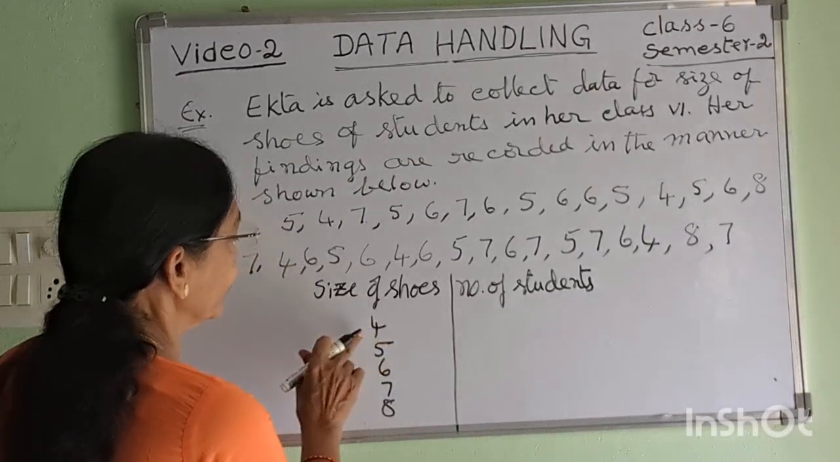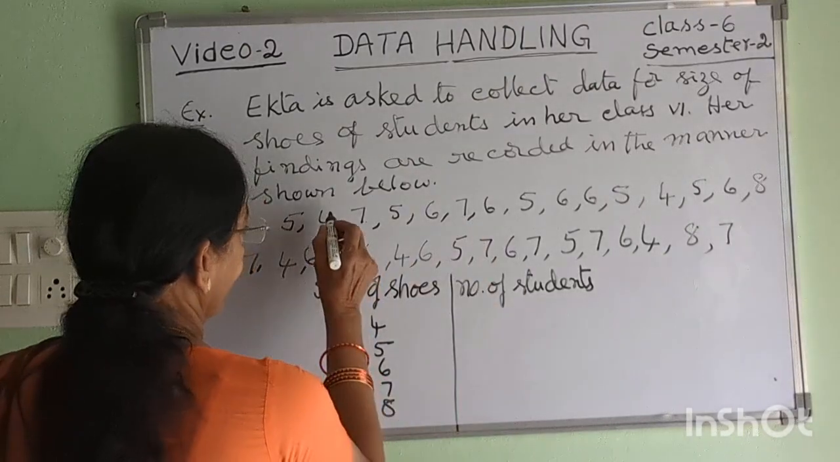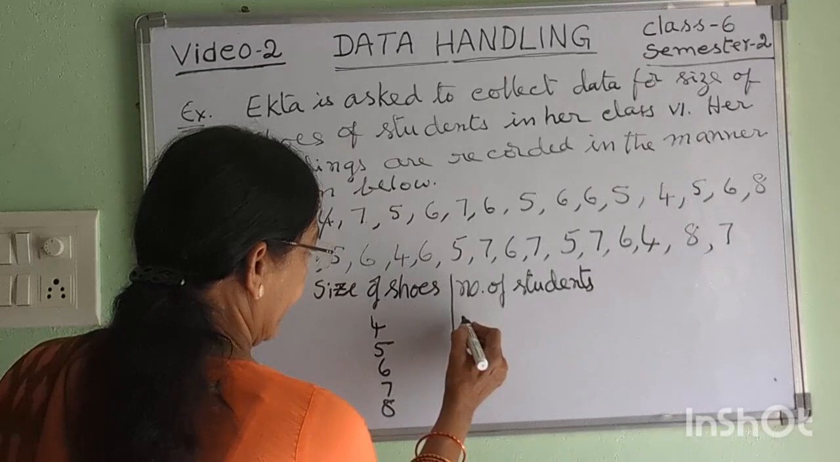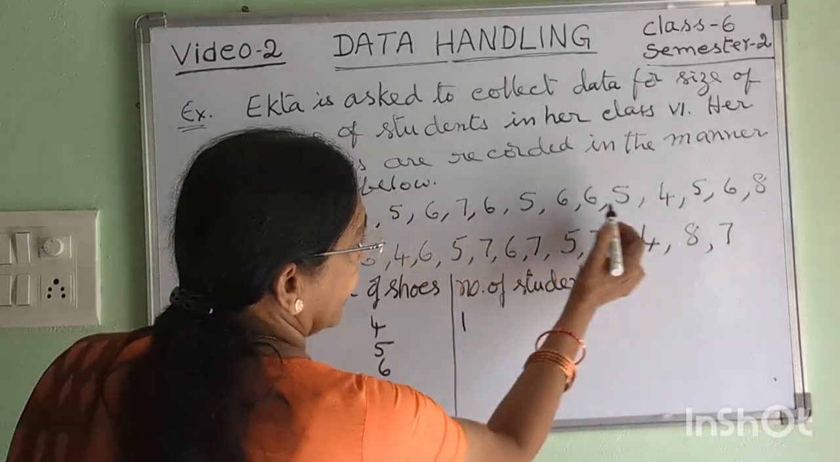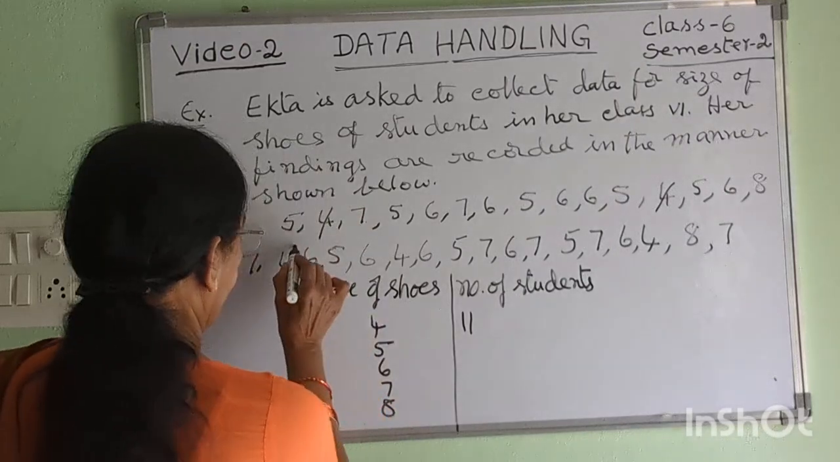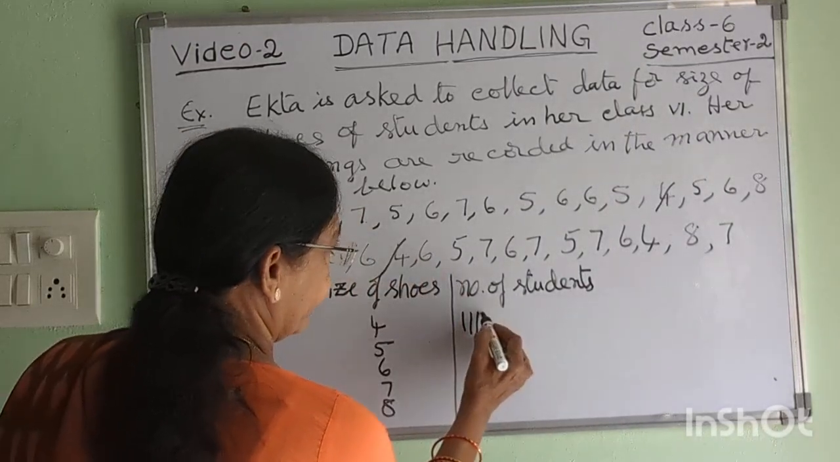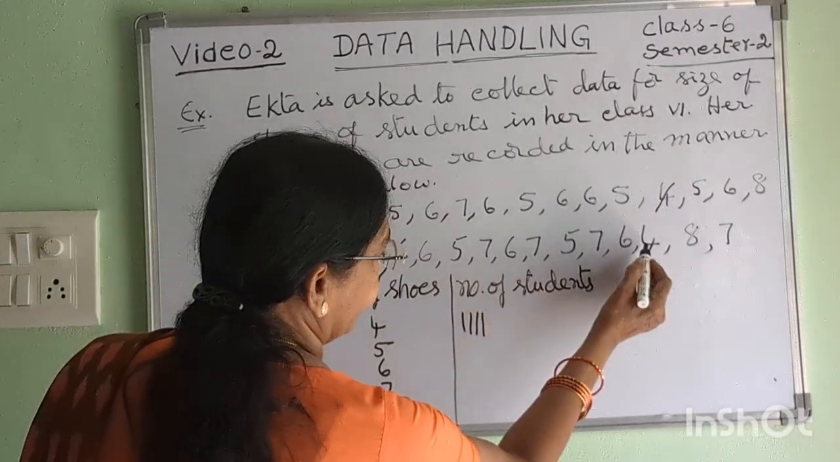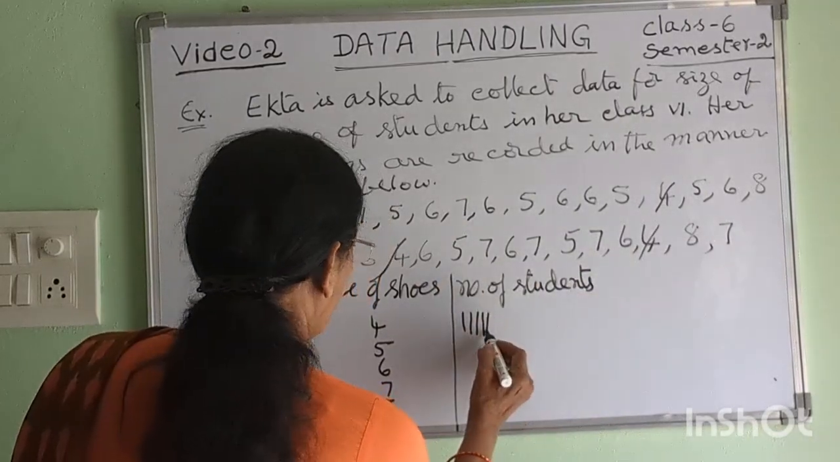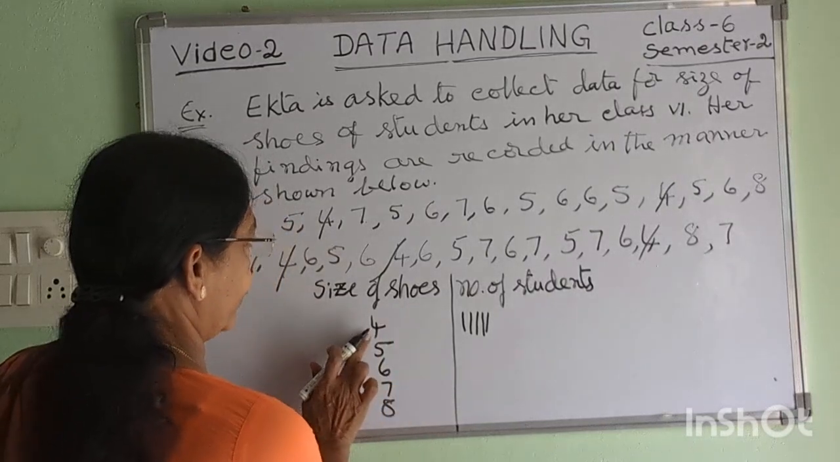So number of students wearing 4, we have to count it. So 4, 1, 4 is here, mark it here. Next another 4 is here, second one, and another 4, third one, another 4 here, 4. Another 4 is here, 5. So 5 students are wearing size 4 shoes.